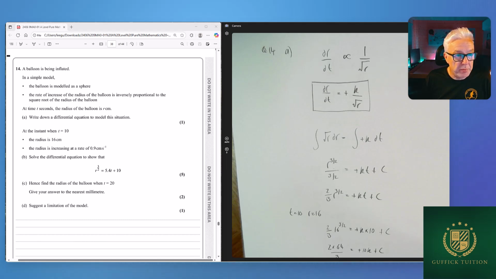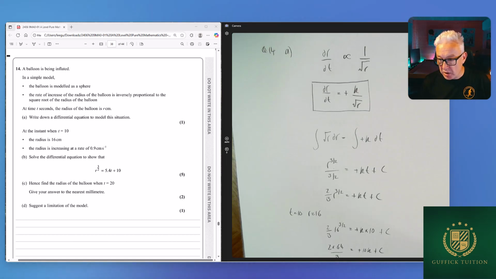In a simple model, the balloon is modeled as a sphere. The rate of increase of the radius of the balloon is inversely proportional to the square root of the radius of the balloon. At time t seconds, the radius of the balloon is r centimeters. Write down a differential equation to model the situation, 1 mark.